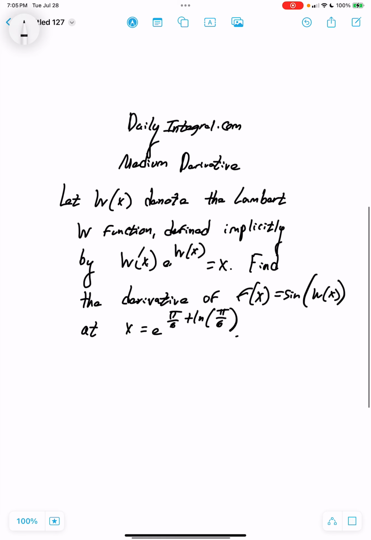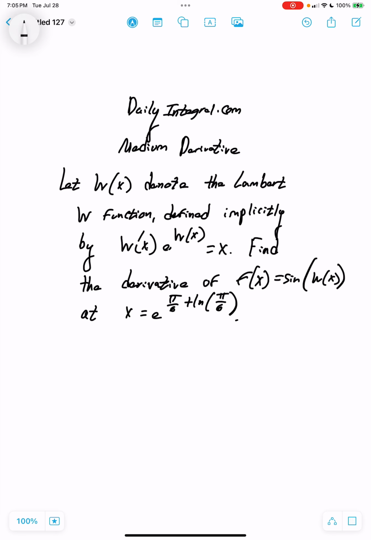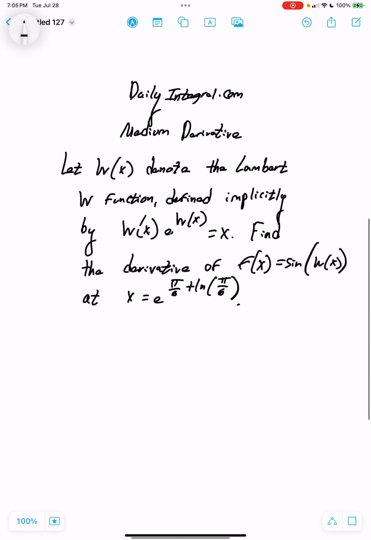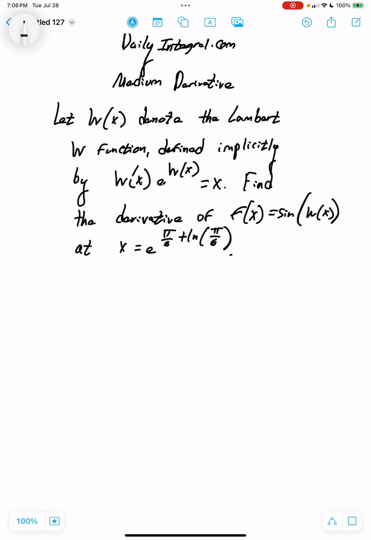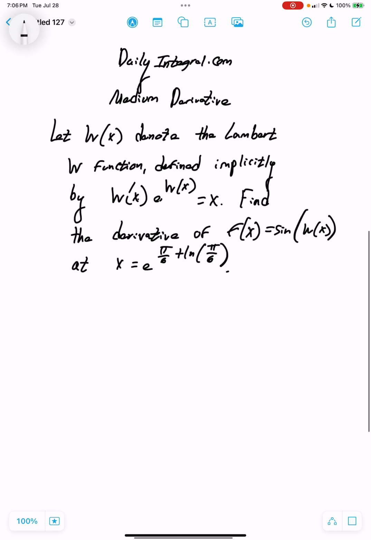Derivative from a definite integral. Let W(x) denote the Lambert W function defined implicitly by W(x) e^(W(x)) = x. Find the derivative of f(x) = sin(W(x)) at x = e^(π/6) + ln(π/6).